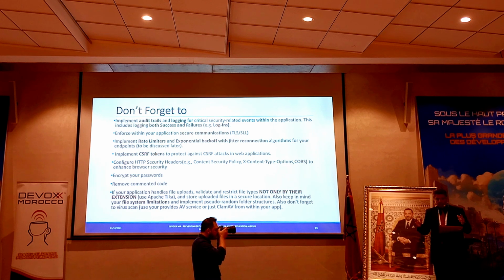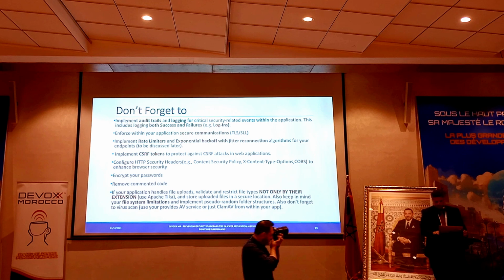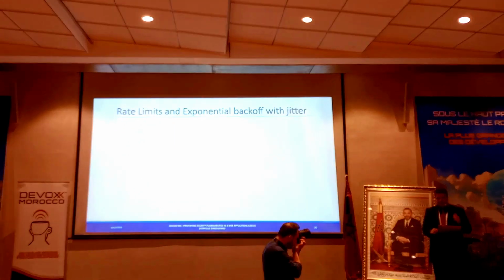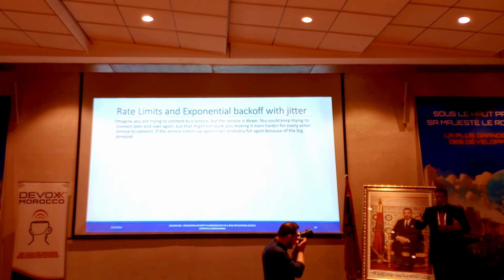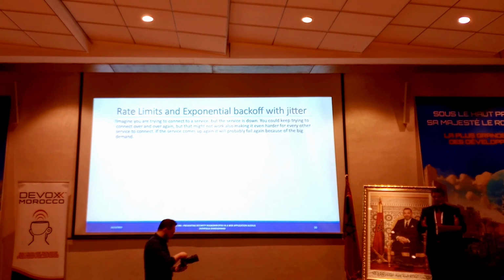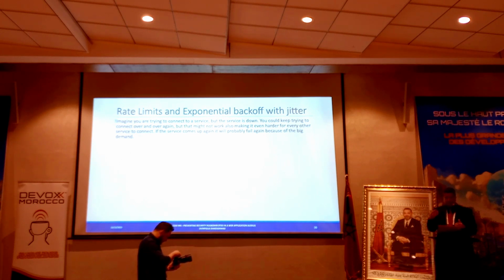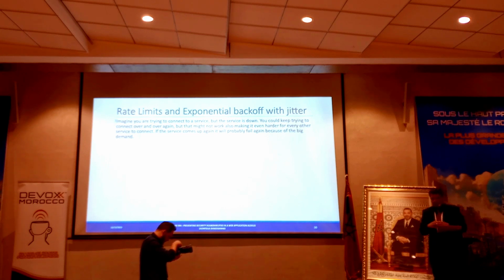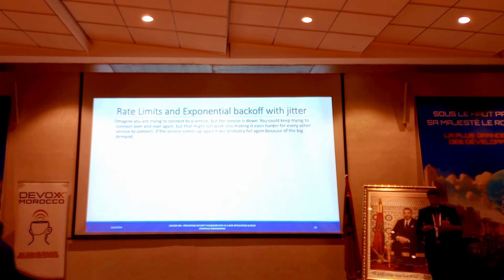And ask your vendor in order to find out these limits. Now, rate limits and exponential backoff with jitter. Imagine that you have an application, a service that's down, and you are hitting it with a lot of requests. At that particular point, you are actually denying any other people from accessing this application. When this service in the application is up, it needs to have an exponential way of answering to whatever request it is getting, so that it won't get all the requests at the same time.